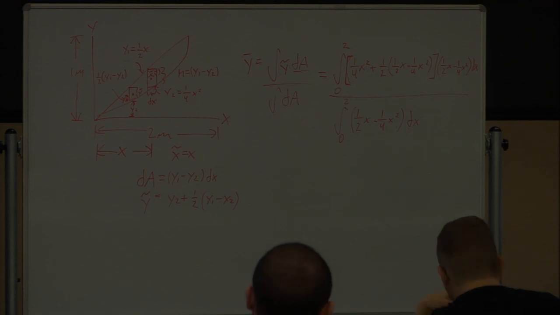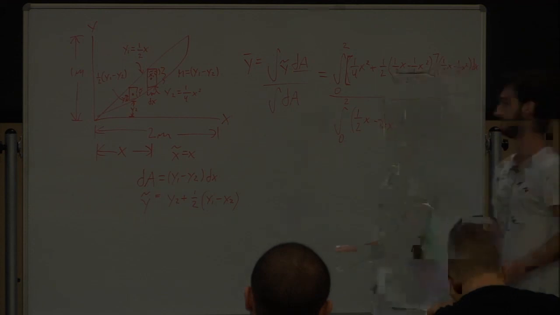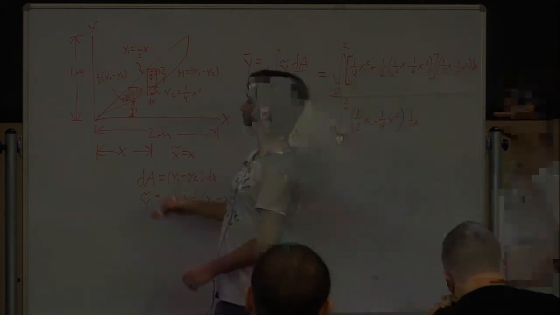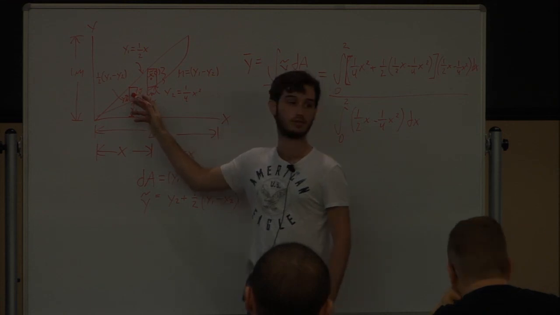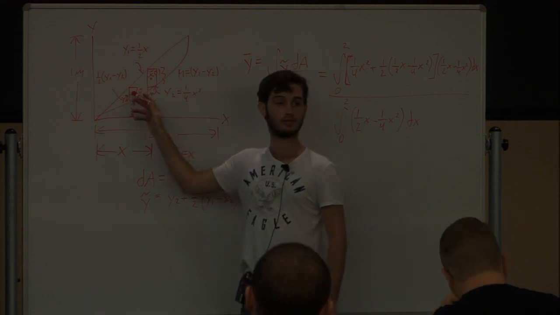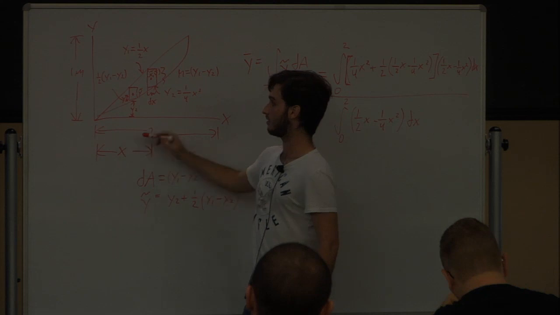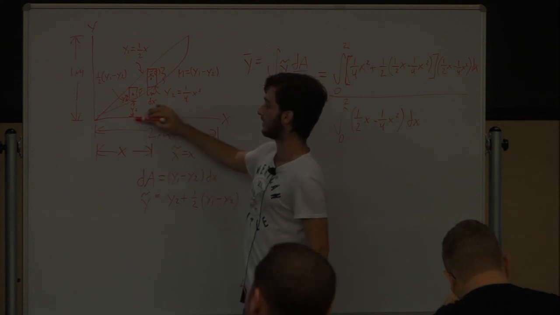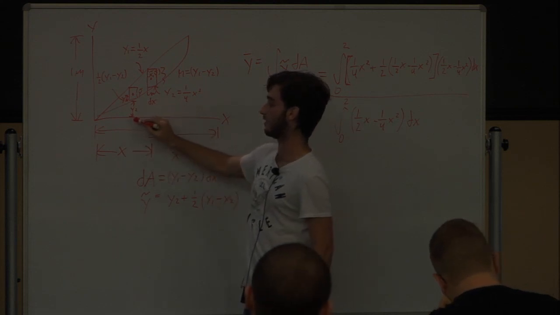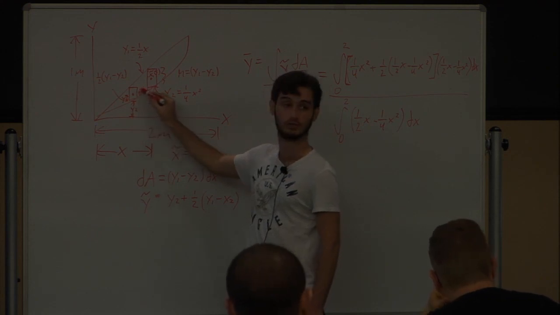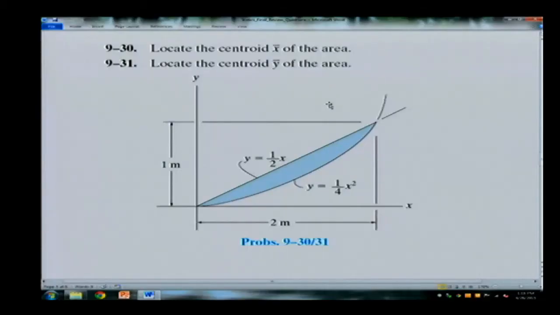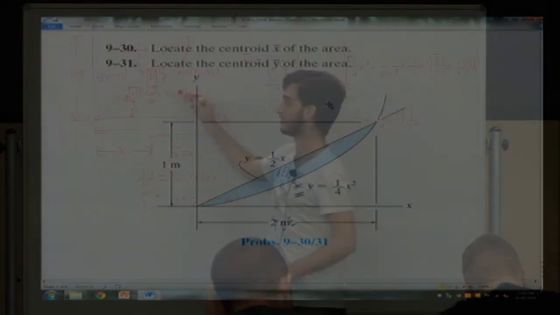So y tilde is the center of the differential element. And I need to get from my axis all the way up to the differential element, or to its center. So the distance from here to this first curve is y2. And then the distance from here to here is the height of the rectangle. So we take 1/2 of this, and since it's a rectangle, it will bring us to that midpoint.